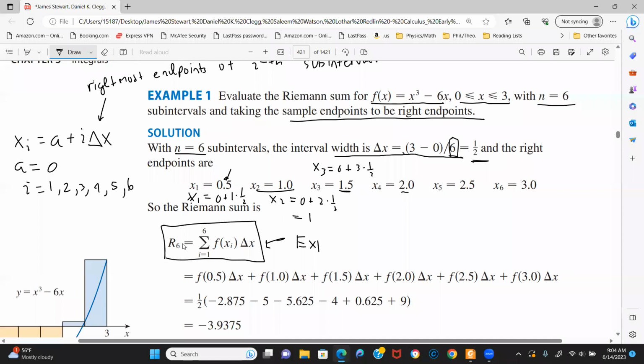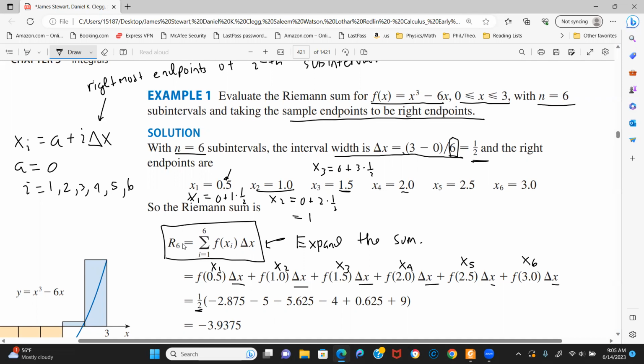We're going to expand the sum. So you have f of x1, which we know is 0.5, f of x2, which is 1, f of x3, which is 1.5, f of x4, which is 2, f of x5, which is 2.5, and then f of x sub 6, which is 3. And then delta x throughout the whole thing, which you could just factor out really if you wanted to.